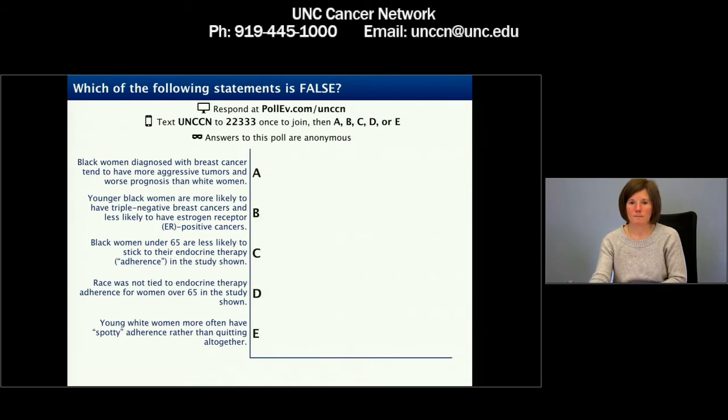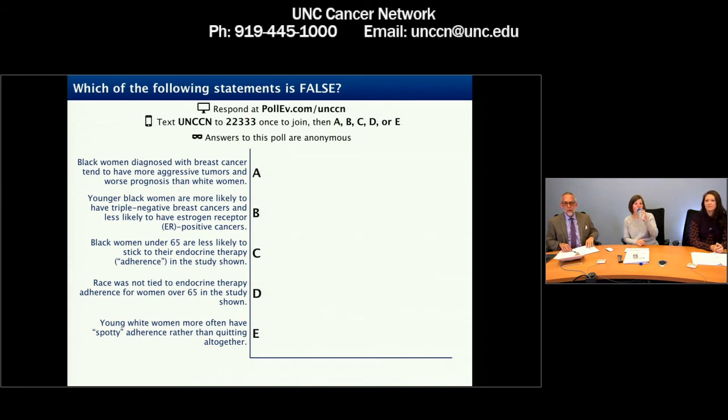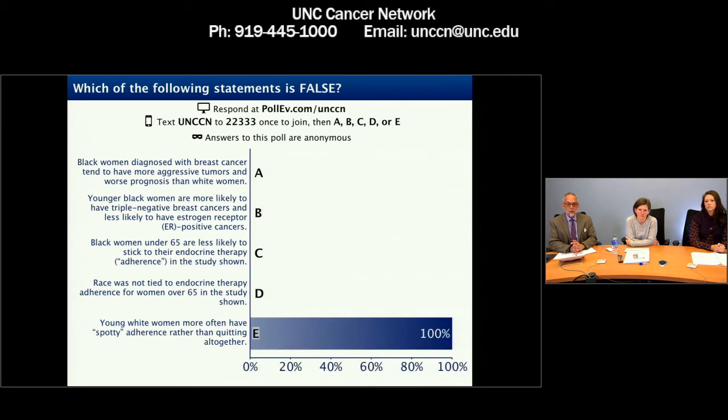All right, and we've got our next poll. Which of the following statements, again, is false? A, Black women diagnosed with breast cancer tend to have more aggressive tumors and worse prognosis than white women. B, younger Black women are more likely to have triple-negative breast cancers and less likely to have estrogen receptor ER-positive cancers. C, Black women under 65 are less likely to stick to their endocrine therapy adherence in studies shown. Or D, race was not tied to endocrine therapy adherence for women over 65 in the study shown. Or E, young white women more often have spotty adherence rather than quitting altogether. So which of those do you think is false?